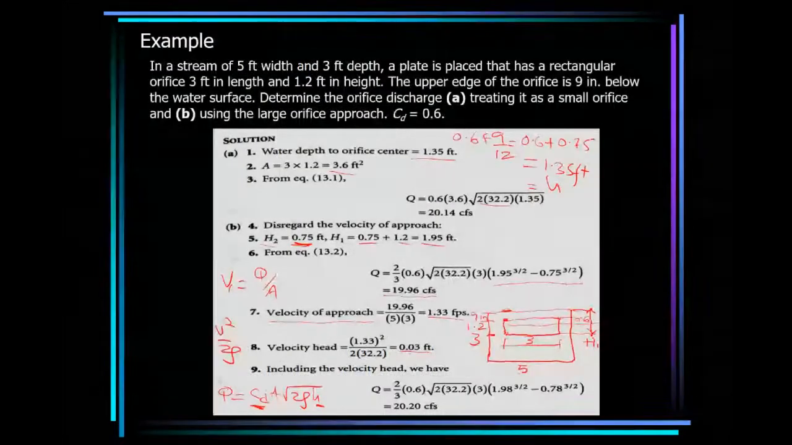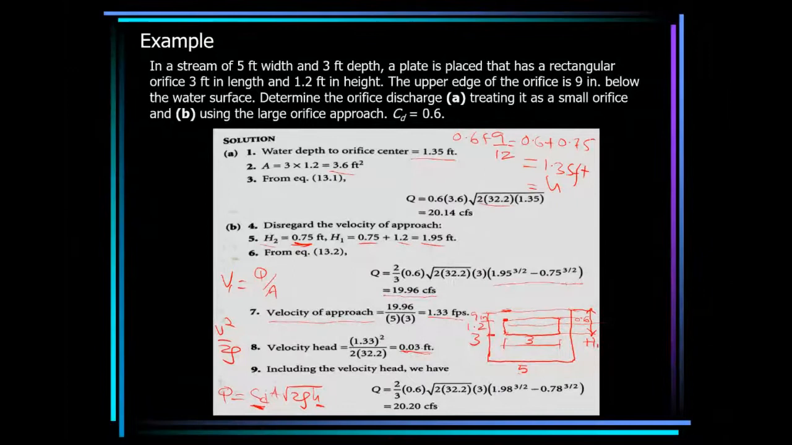So this is the velocity head, 0.03. We add the velocity head to H1 and H2. So instead of 1.95, it becomes 1.98. Instead of 0.75, it becomes 0.78. And recalculate the flow rate.